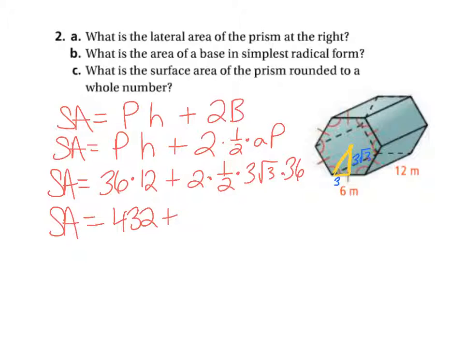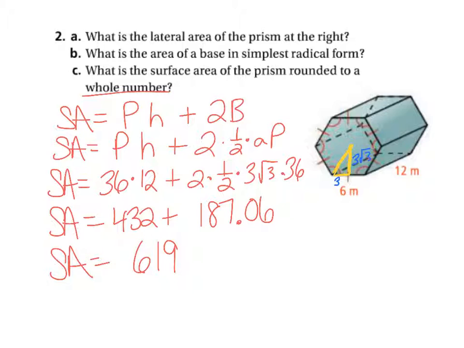And then I have this 3, and I'm going to just type this in my calculator, 3 times the square root of 3. But don't forget to close your parenthesis on that, because now I also have to take it times 36. And I end up with 187.06. So this didn't come out as nice because of the radical. Now I'm just going to keep that number in my calculator and type plus 432. So I'm not having to retype everything. And I get a grand total of 619.06, but it does say round to the whole number, so I'm just going to call it 619 meters squared.